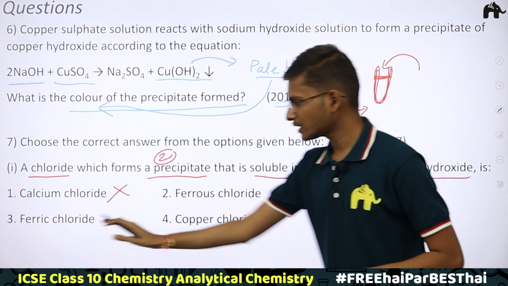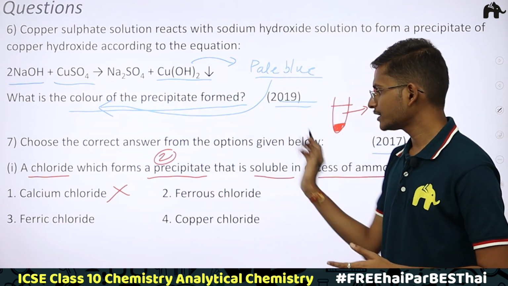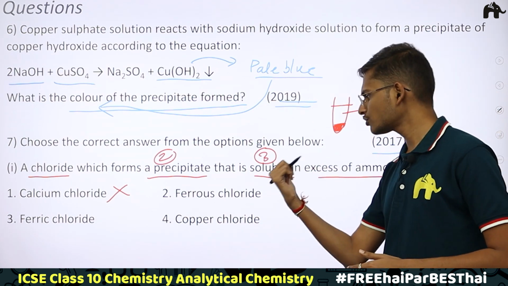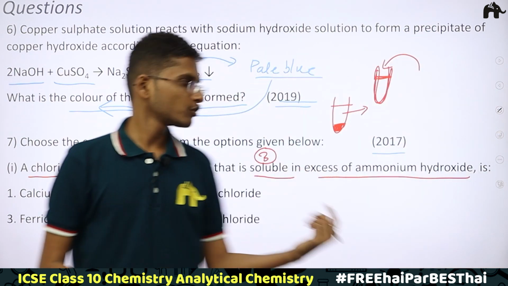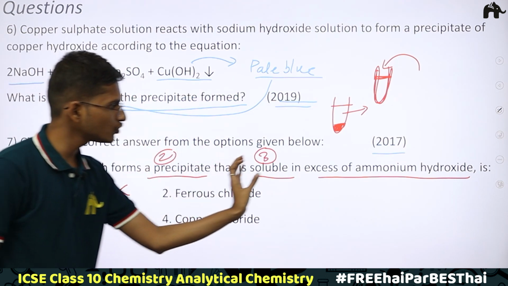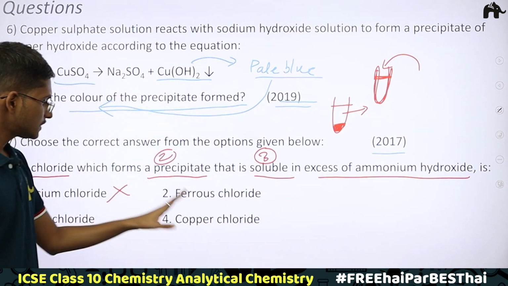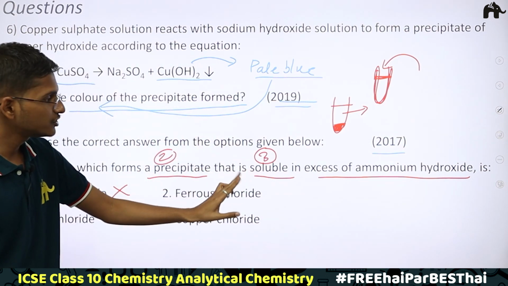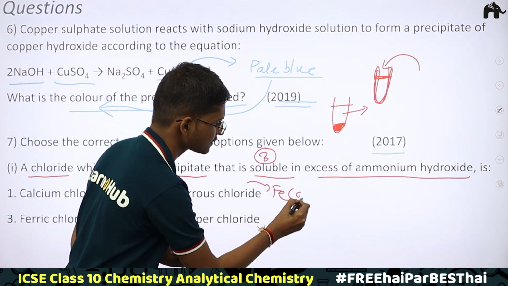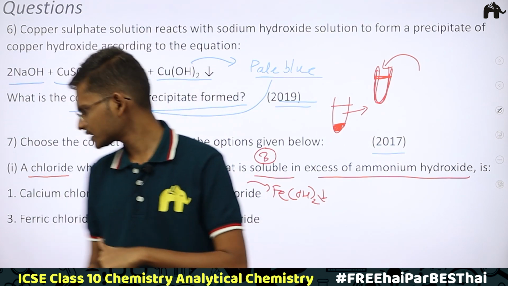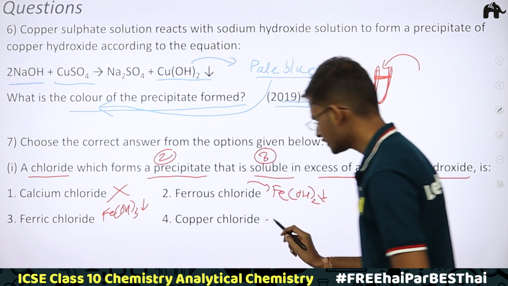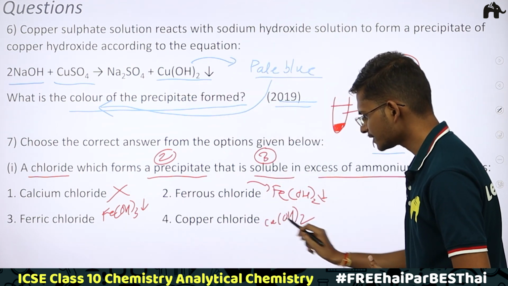Now we are left with 3 options. Let's figure out which of these 3 follows the last condition. The one which follows it passes all the tests, and that is our answer. The last condition is that the precipitate is soluble in excess of ammonium hydroxide. So out of these 3 salts, which gives a precipitate soluble in excess of ammonium hydroxide? We know ferrous salts give ferrous hydroxide precipitate, ferric salts give ferric hydroxide precipitate, and copper salts give copper hydroxide precipitate.